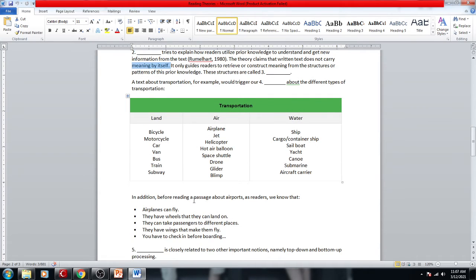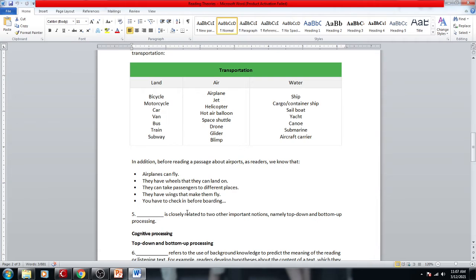In addition, before reading a passage about airports, as readers, we know that airplanes can fly. They have wheels that they can land on. They can take passengers to different places. They have wings that make them fly. You have to check in before boarding.